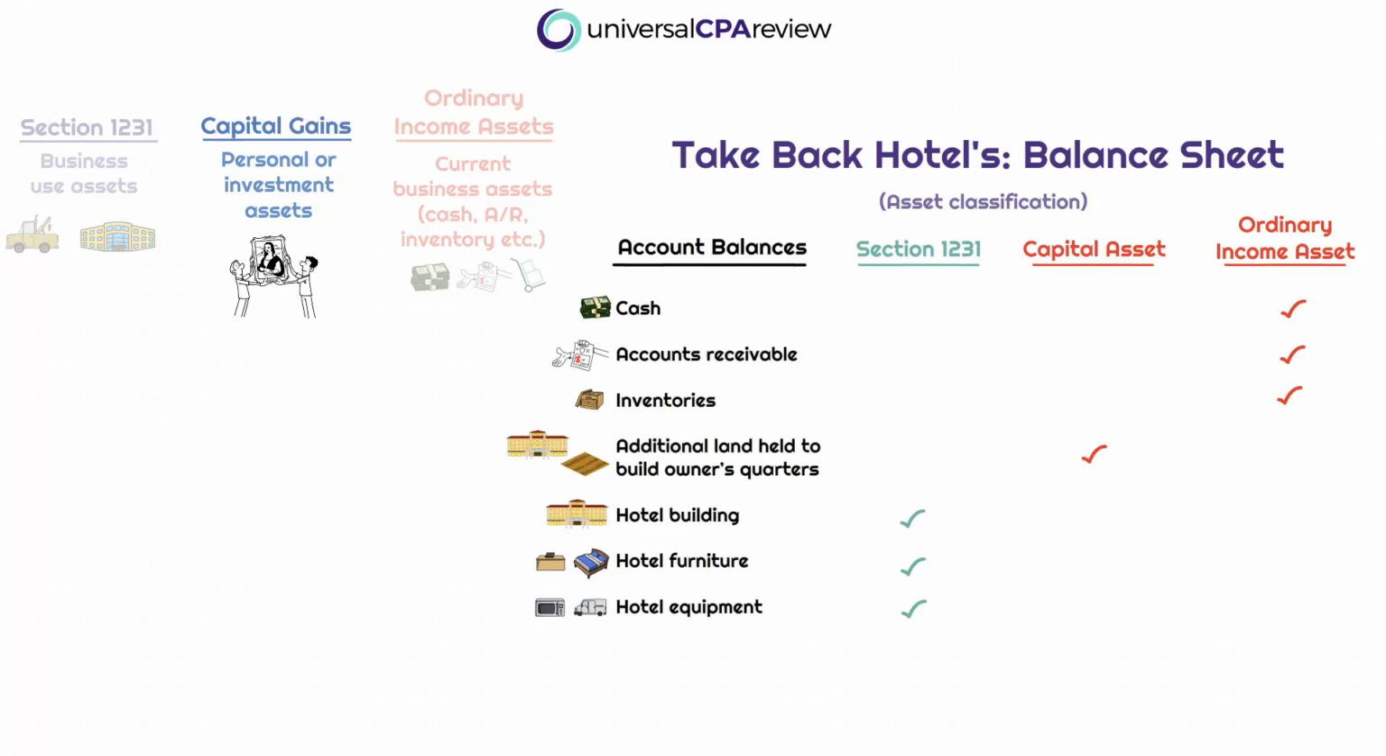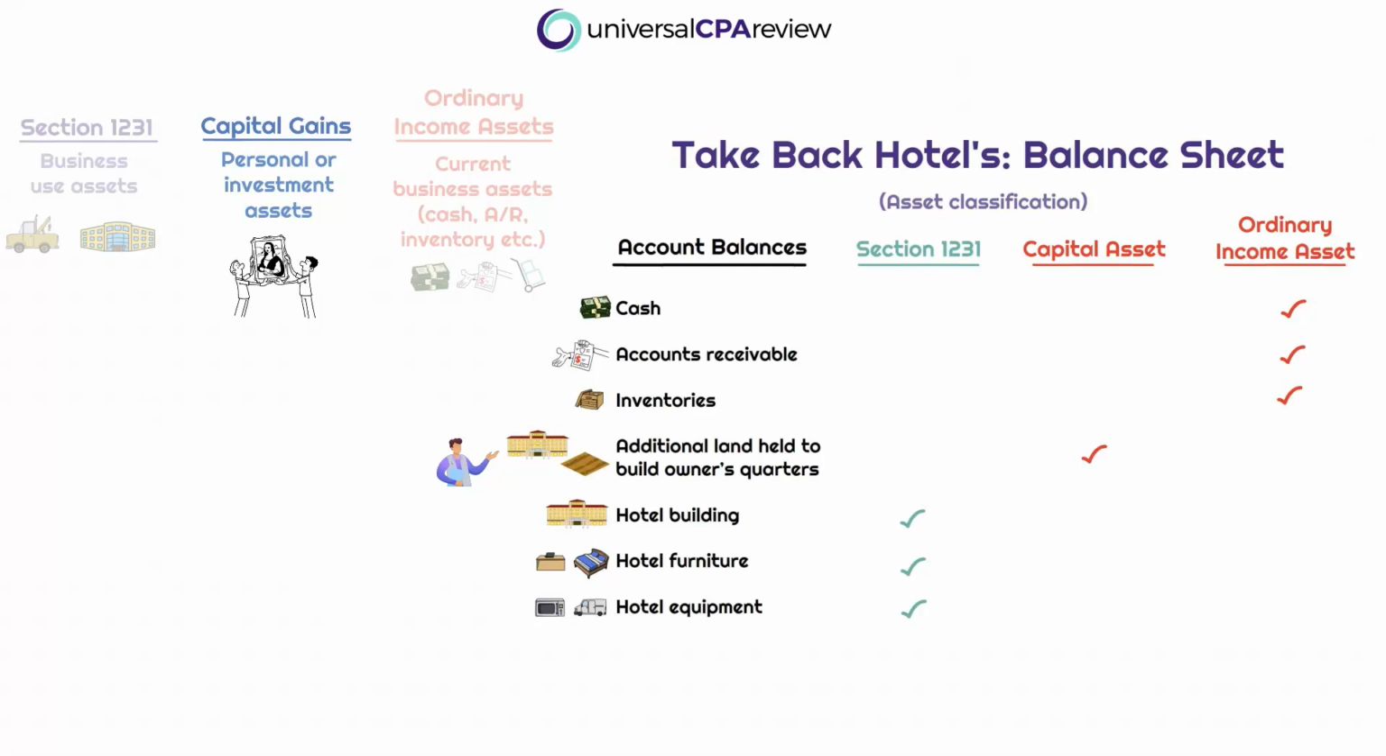If we look at the balance sheet, we see additional land, but this land was held to build owners' quarters. This is considered personal use of the land. This isn't land that is used to operate the business, so it's capital in nature. Stock is another great example. If the company had stock that they sold and that stock was used as an investment, it's not like these are traders or stockbrokers. That would make the stock capital in nature. It's investment use. So it's got to be trade or business use in order to be Section 1231.